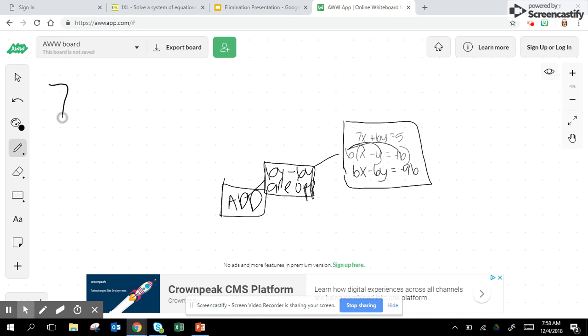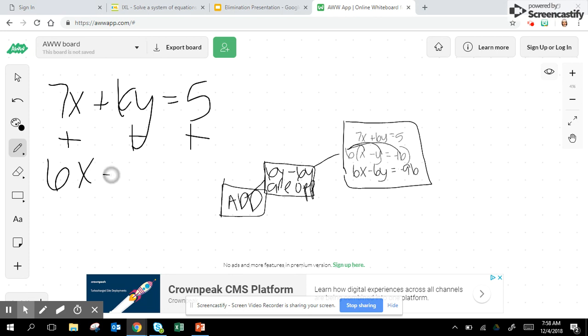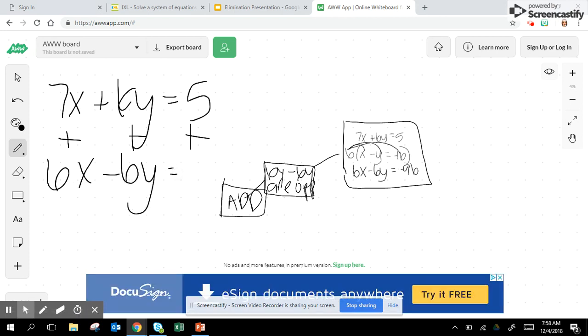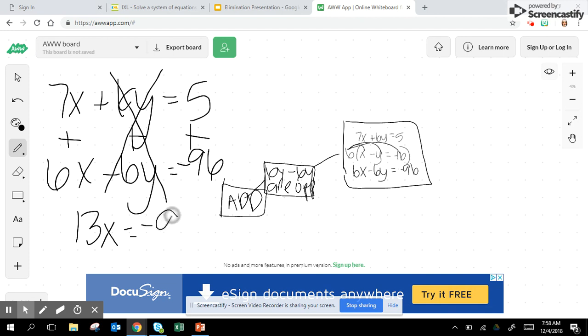I want to write 7x plus 6y equals 5, and 6x minus 6y equals negative 96. So what does that do here? That cancels out my y's. 7x plus 6x is 13x. And 5 plus negative 96 is negative 91. I'm going to divide 91 by 13. And that gives me x is negative 7.